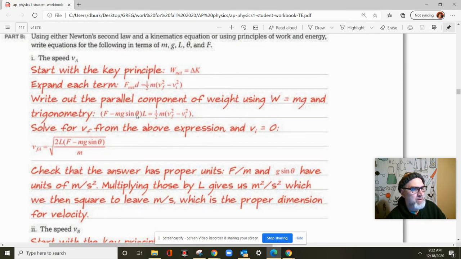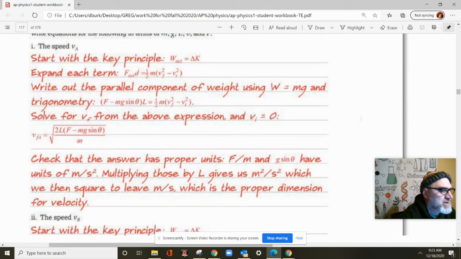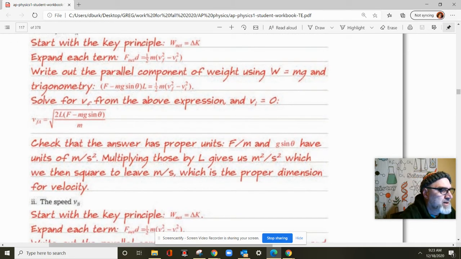Because if you multiplied this out, this would be FL minus mg sine theta L. Right? Everything doesn't have an m in it. So don't cross out the m's. Divide both sides by m to get rid of the mass on the right. The vi squared is gone already because it was 0. So then we took the square root. And that's a formula for the velocity of the thing up the ramp.